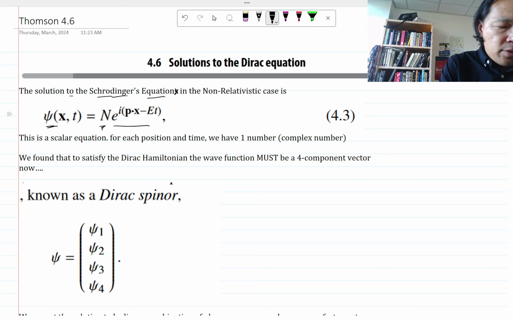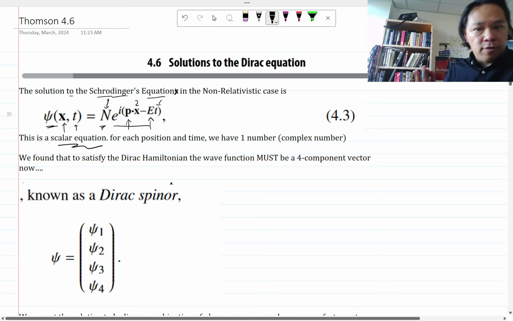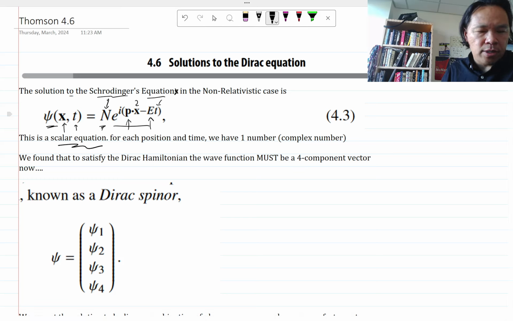But just to note that this is a scalar equation. So what that means is that if I was given some position, some time, and I plug these numbers in here, and I know what the momentum and energy of the particle is, and then we normalize the wave function to something, usually 2 times the energy in order to preserve Lorentz invariance, this wave function just gives you one number. It's a complex number, but it's still just one number, okay?